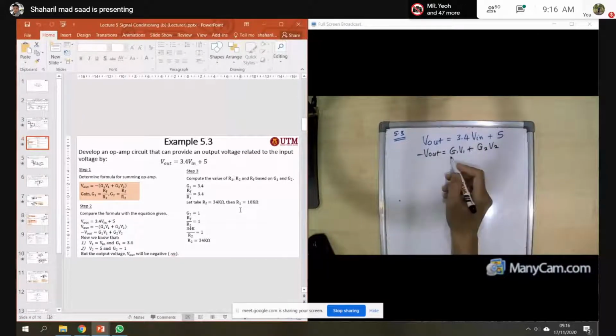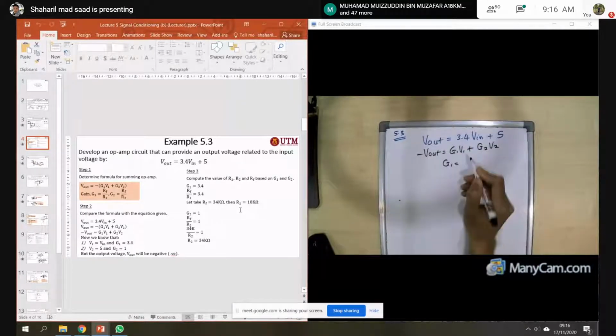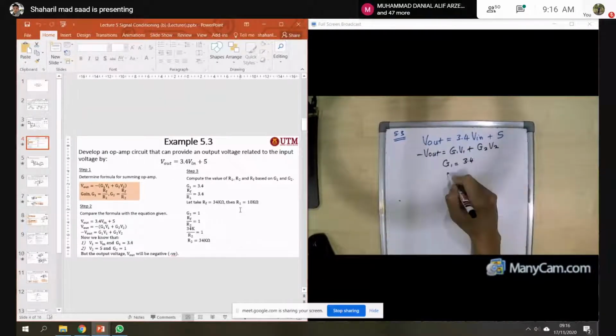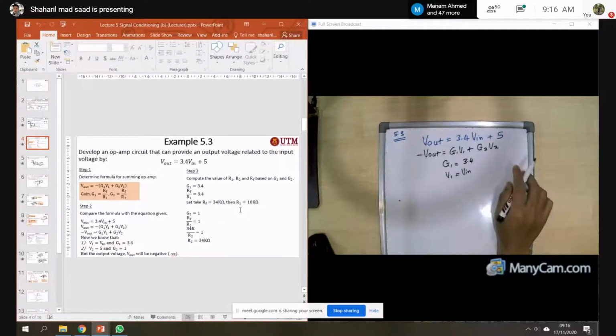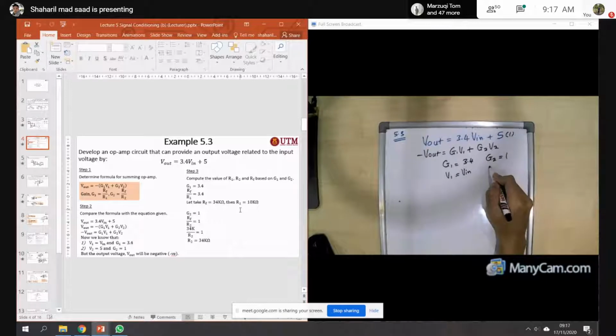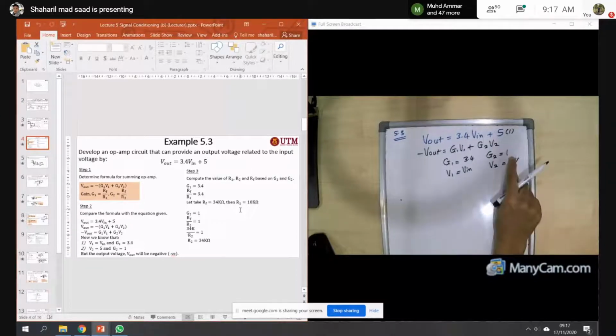All right, so let's say I take G1 here equal to 3.4, and V1 here equal to V in. And G2 here I take it 1, because 5 times 1 here, and V2 is equal to 5 volt. So this is the information that you can get after you compare with this equation.